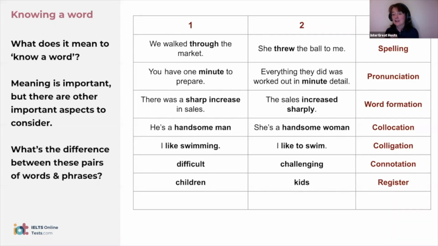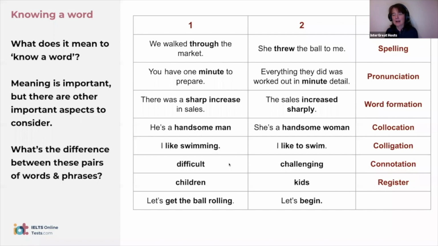So this is an extremely important part of knowing a word. You've got to use the academic words in your writing. And in the speaking, you should be using informal words, okay? Yes, exactly. You couldn't put kids in your essay. It's very informal English, okay?